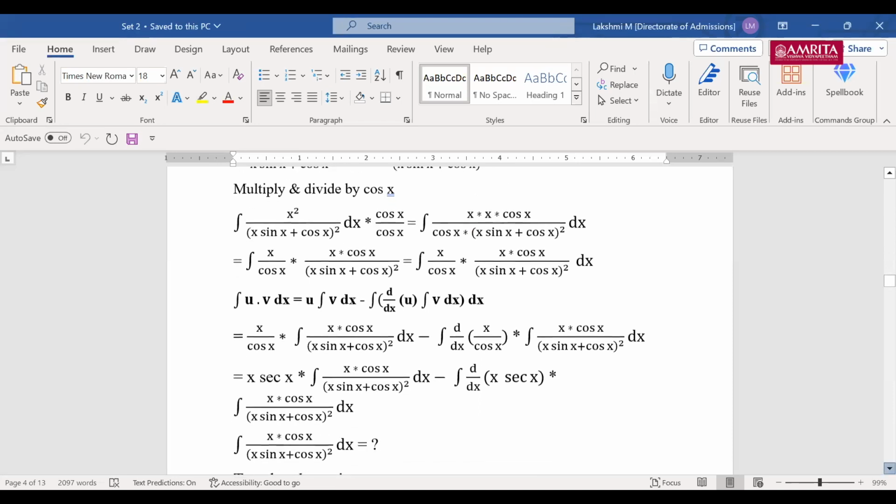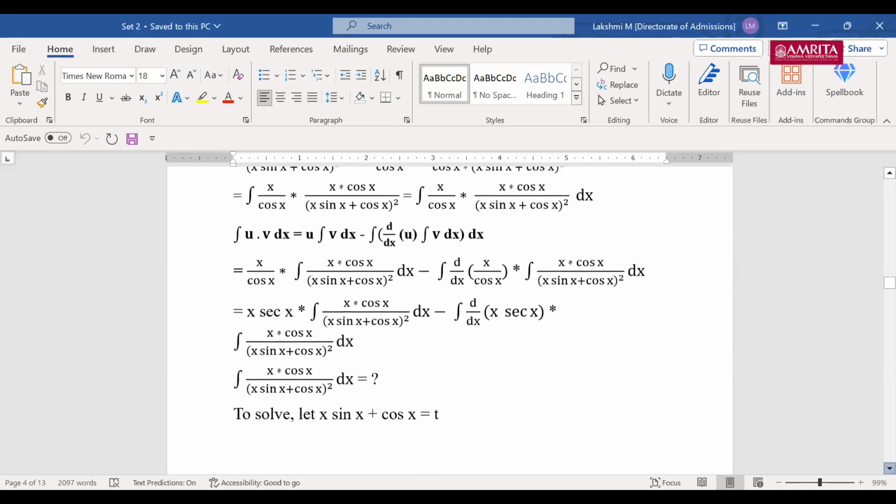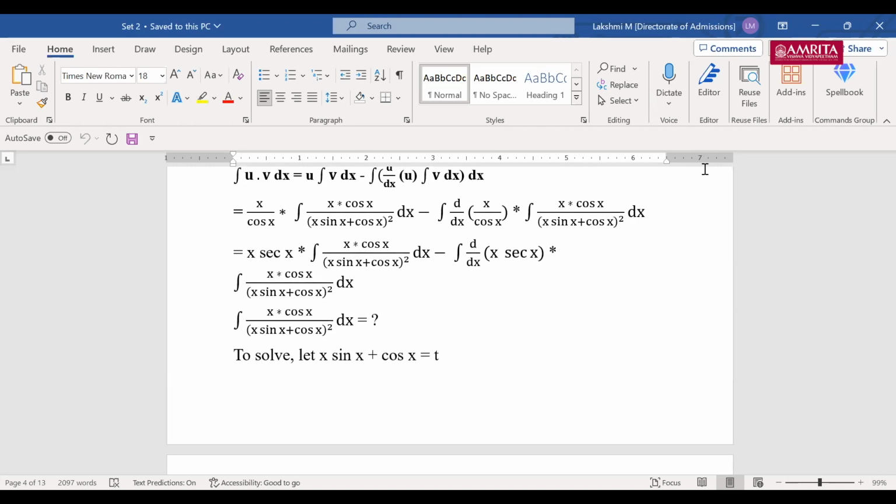I hope you know this integration part and there is no need to discuss it. This formula you have studied, and I hope you have been using it in different problems. So x by cos x, I can write this as x sec x. This I need to find, and here x by cos x is also integral of d/dx of x sec x. So this is one term which I need to solve so that this question is easy for me.